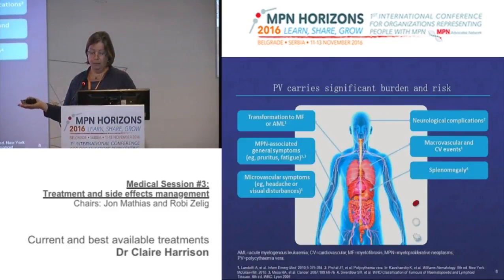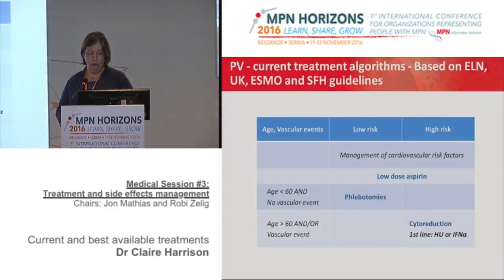So let's think about the different entities individually. You've seen this slide already. This is about PV. So what do we do when we're treating PV? You've seen a similar version of this slide, but I'm telling you now that when we divide patients up into low risk or high risk, so low risk patients would be aged less than 60 and no vascular event, both the ELN, European LeukemiaNet, UK, ESMO and French guidelines and many others would say low dose aspirin and phlebotomy, target hematocrit 0.45, sometimes lower.